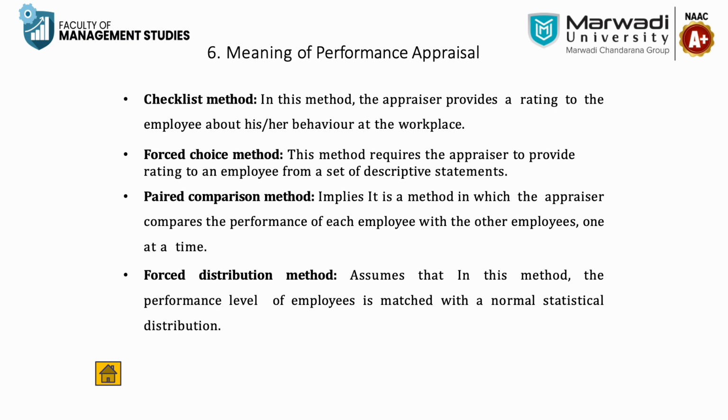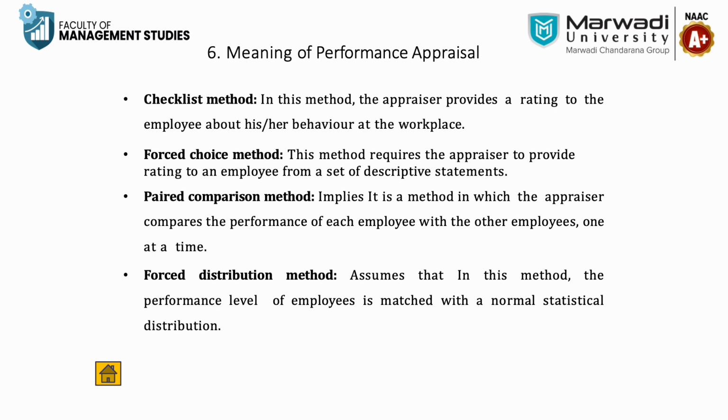Then comes the forced choice method. This method requires the appraiser to provide a rating to an employee from a set of descriptive statements. There are some descriptive statements, and out of that, the appraiser will provide a rating to the employee, such as strongly agree, agree, disagree, neutral, strongly disagree, like that. So it's a forced choice method. There is no description, but you have to choose one of the options. Next is paired comparison method.